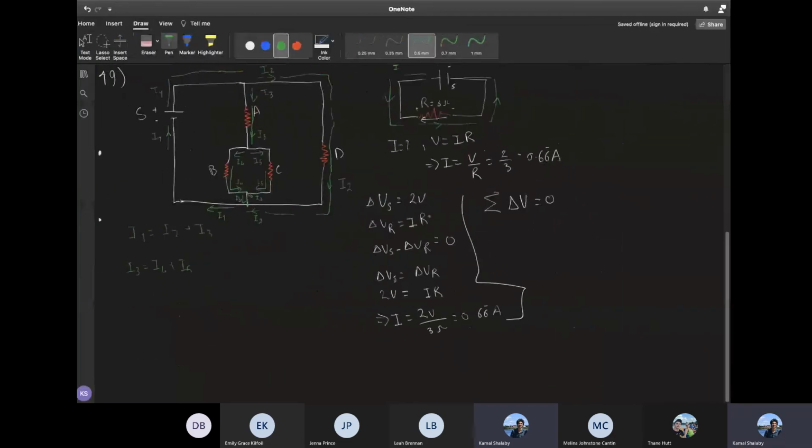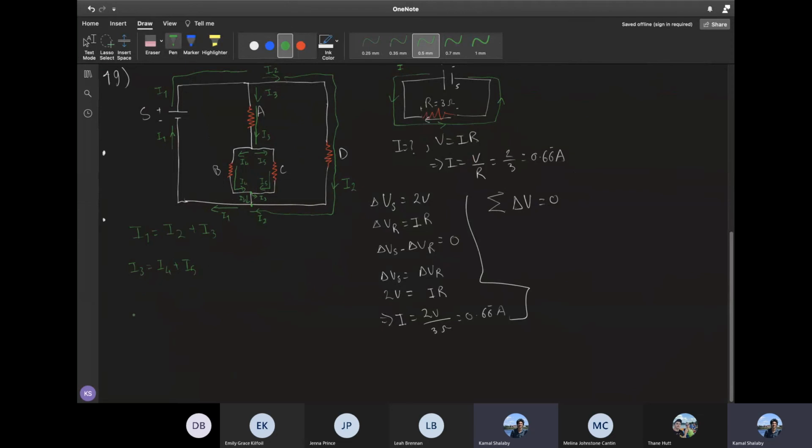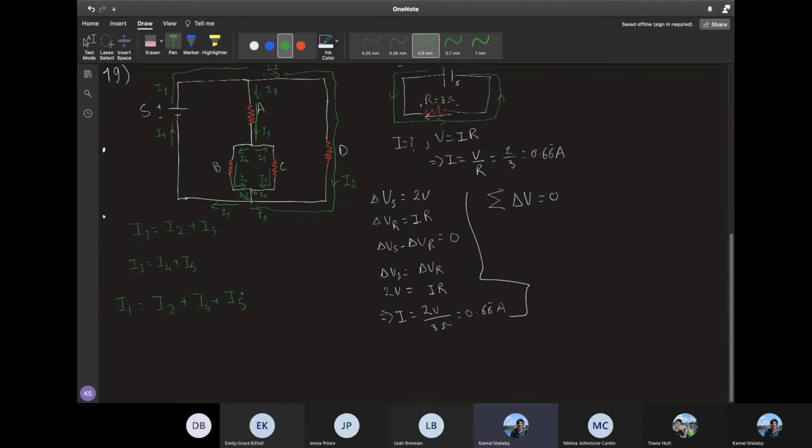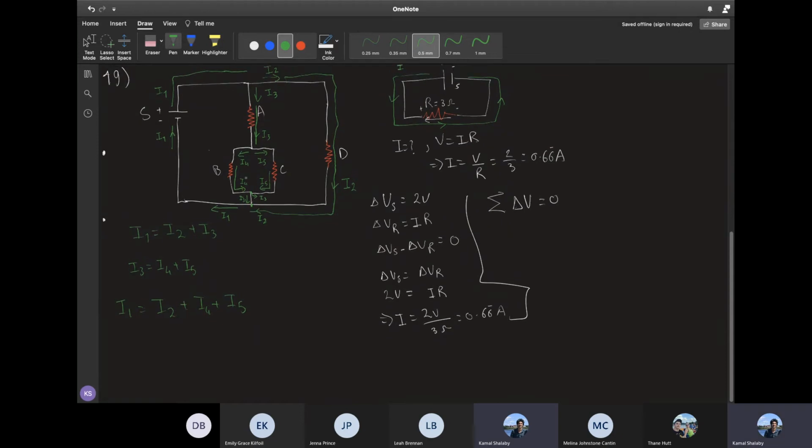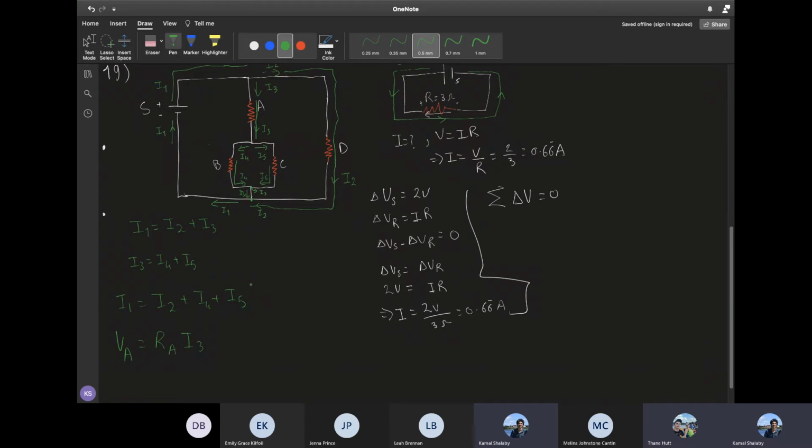That'll be the more tricky part. Okay, so now we have I1 in general is equal to I2 plus I4 plus I5. We're going to need that, but we'll see. So now we can say that the potential difference VA will equal the resistance of A multiplied by I3. Is that right? Yeah. Okay.